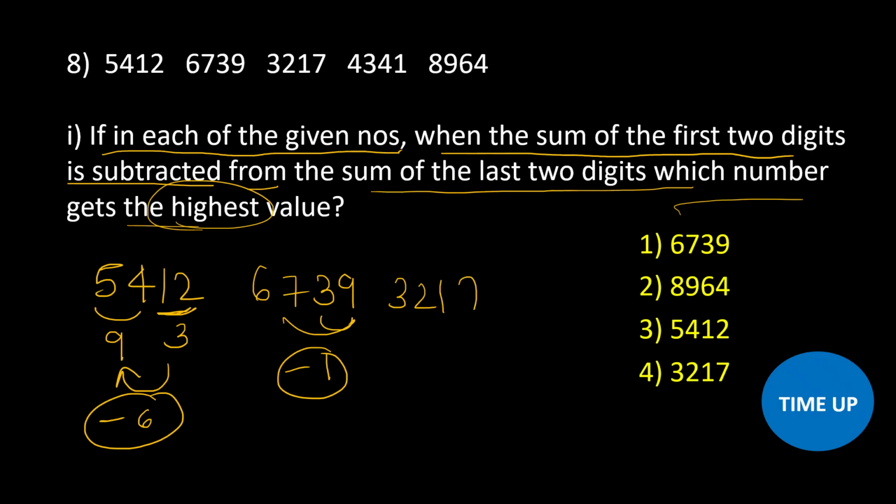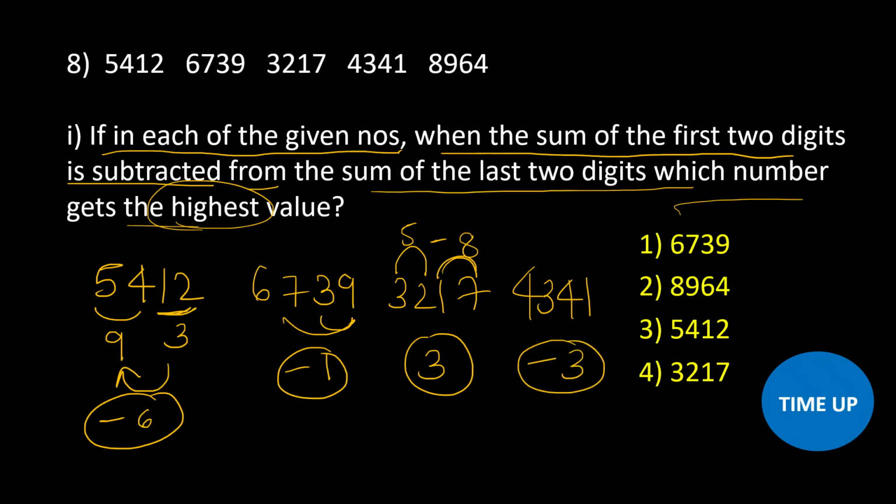3, 2, 1, 7. If you do, you will get 3 because these 2 digits sum is 8. This sum is 5. 8 minus 5 is 3. Then 4, 3, 4, 1. Here you will get minus 3 again.